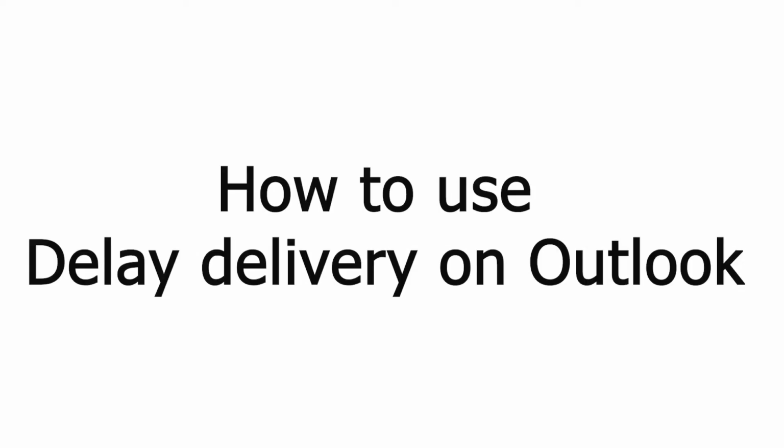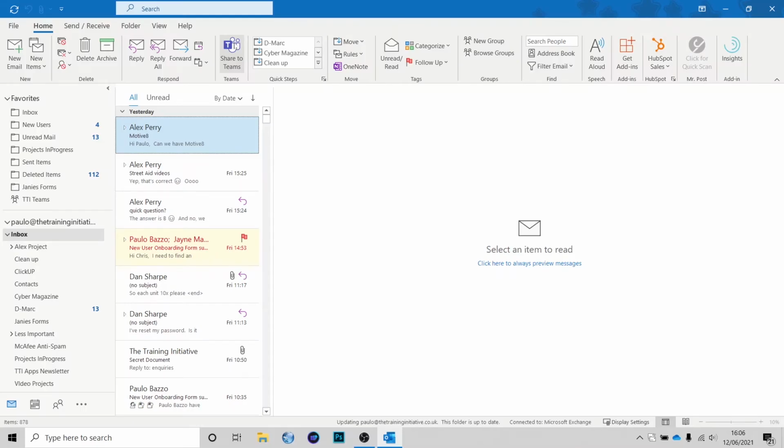Hello, welcome back. In this video, we're going to have a look at how to deliver an email on a specific date at a specific time. This can be useful if you typed an email past the normal working hours, which are 9 to 5, and you don't want it to send straight away, but you want the email to be ready to send as soon as you come to the office or as soon as it hits 9 o'clock in the morning.